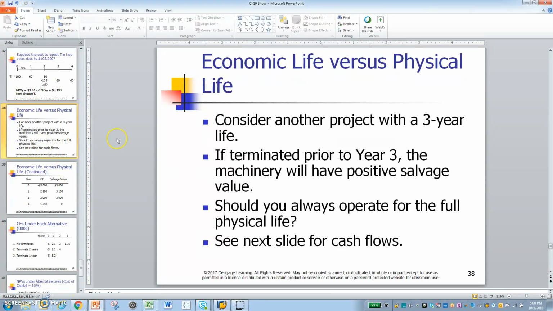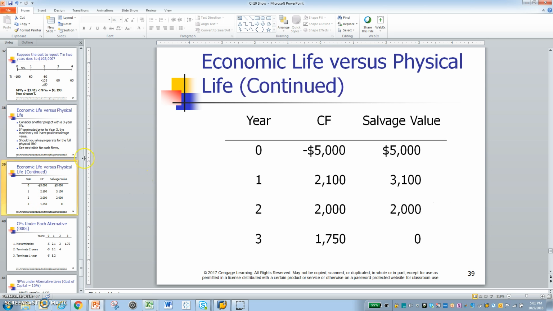All right, let's talk about economic life versus physical. So we're going to consider another project with a 3-year life. If terminated prior to year 3, the machine will have a positive salvage value. So would we always want to use a machine until it's just broke, it can't be used anymore? Or are there times where we want to get out of a project or replace a piece of machinery to get some value out of it from a financial perspective? So let's look at it.